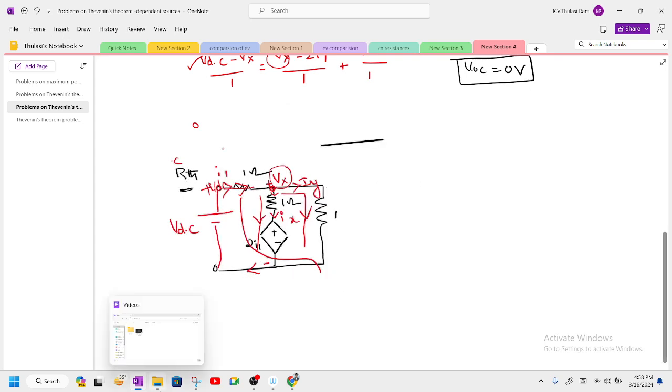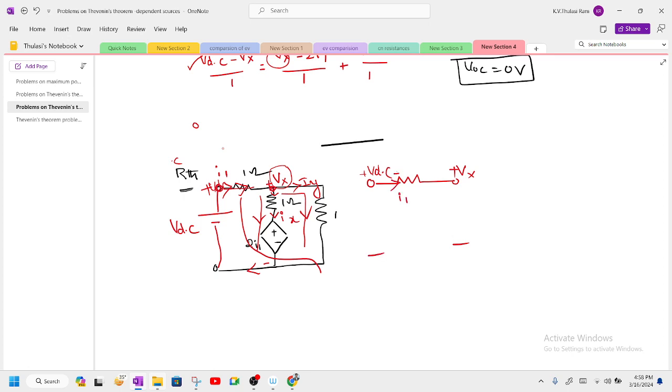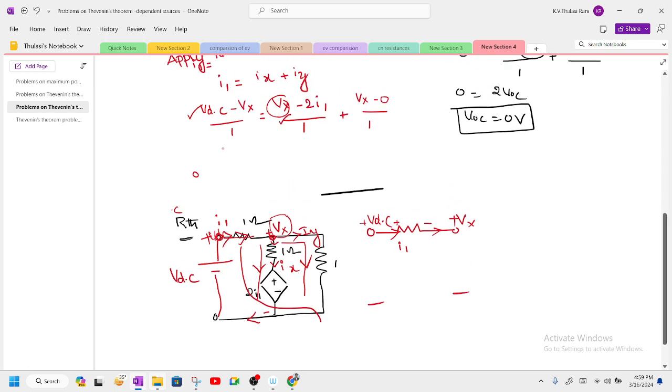When you see this equation, here we have VDC and a resistance, and here we have Vx. This is plus Vx and this is minus Vx. This is plus VDC and this is minus. Here the current I1 is flowing like this. Whenever the current is flowing in, this is the positive terminal; where current is leaving, this is the negative terminal. I want to express Vx in terms of two quantities: VDC and I1.